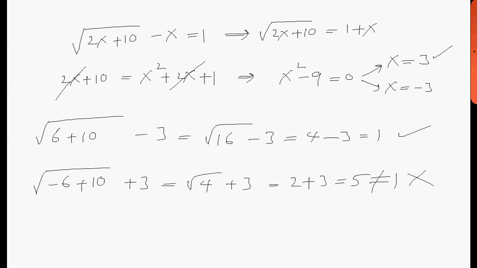So 3 is accepted, negative 3 is rejected. So the only solution here is x equals 3. So as you can see, it is crucial, it is very, very important for you to check your solutions if you're solving a radical equation, because it's very likely to get extraneous solutions.